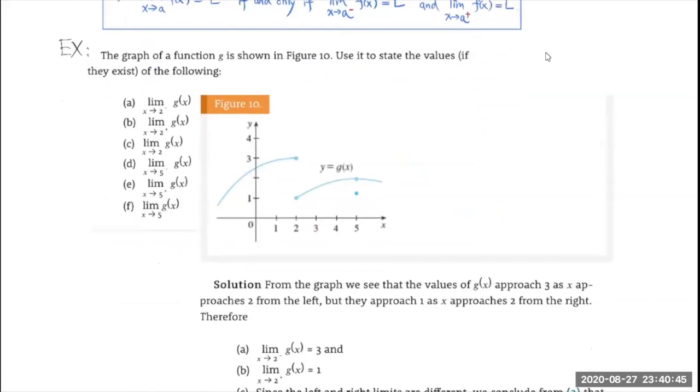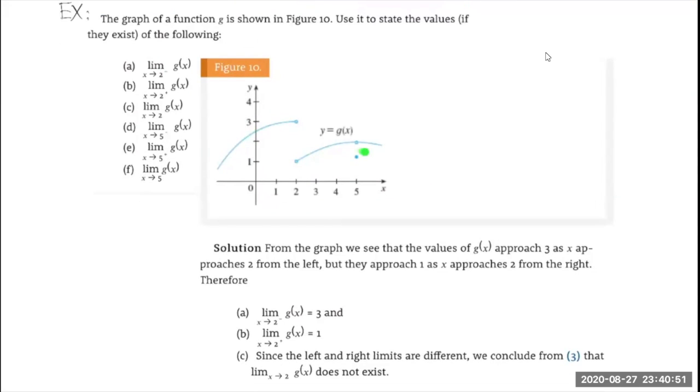Okay, so take a look at this example right here. This is a graph of a function g, which is given, and we're trying to find these limits. The first one here is the left-hand limit of this function at 2. So 2 is right here. As x approaches 2 from the left side, we have to go along the curve. The function value is getting closer and closer to this number, 3. So the left-hand limit of the function at 2 is equal to 3.